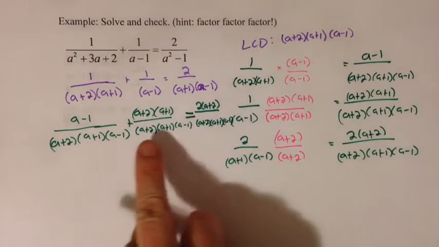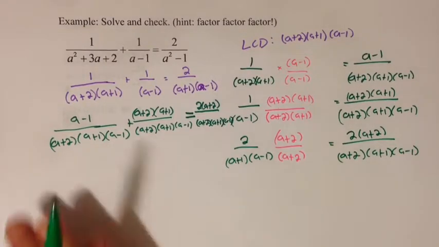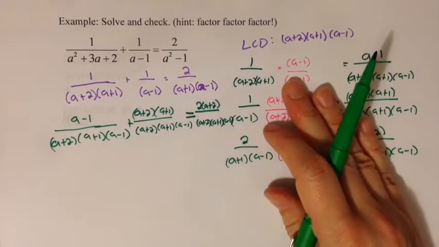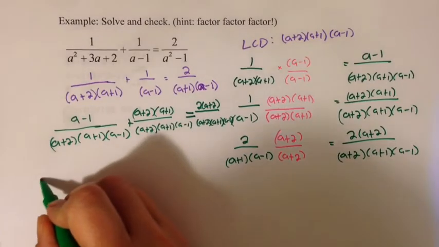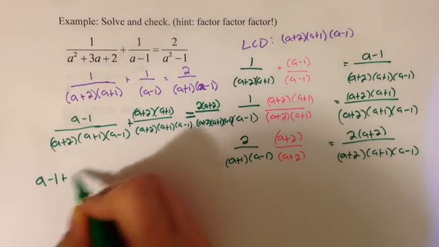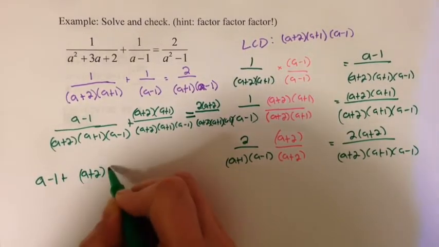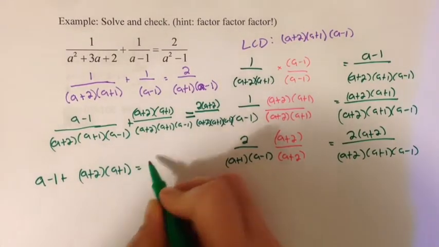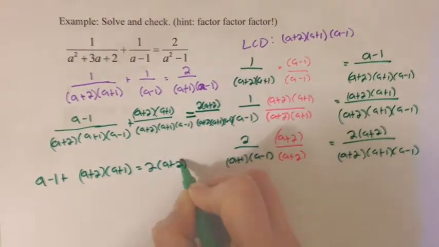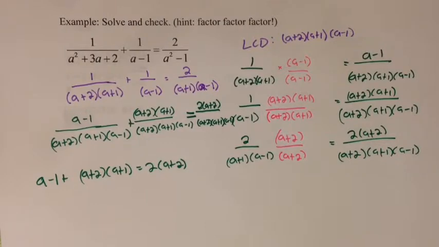Now that every single piece has the same denominator, I can multiply through by that least common denominator and clear them all out. That will leave me with a minus 1 plus (a plus 2)(a plus 1) equals 2(a plus 2). This equation looks a little bit better, so let's start working on solving it.